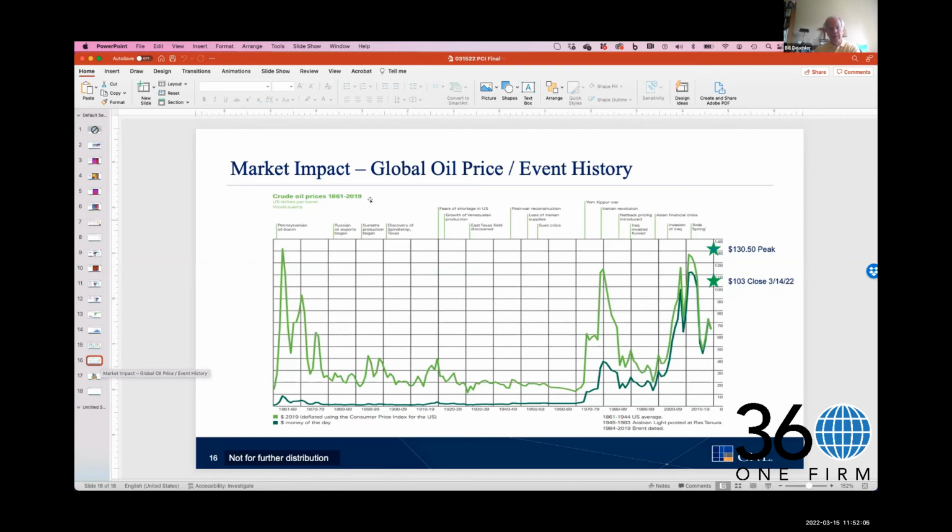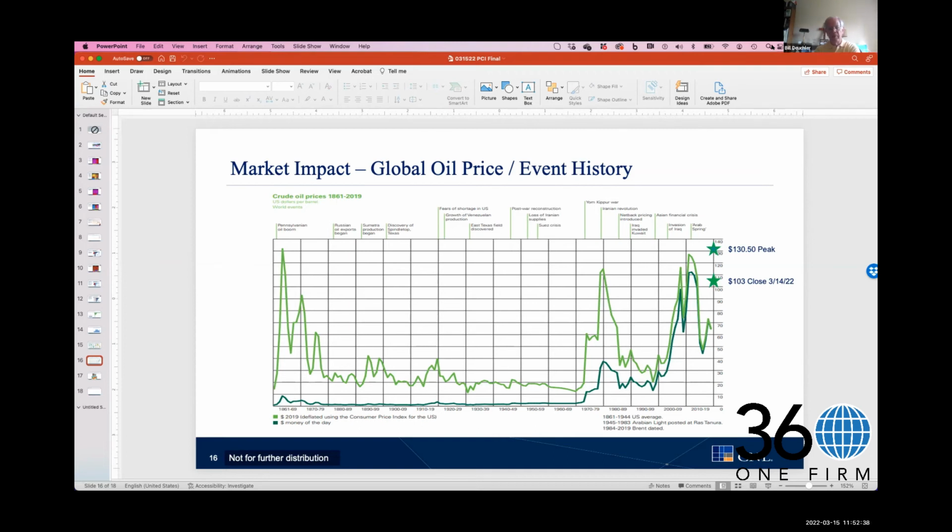Taking a look at what the conflict has done to oil, this is a historical chart of the price of oil going all the way back into the 1800s with the discovery in Pennsylvania. You can see that the light green trace there is constant 2019 dollars. So back in the 1800s, the initial price for oil was around $130 a barrel in 2019 dollars. The nominal dollar price is there in the dark green line.